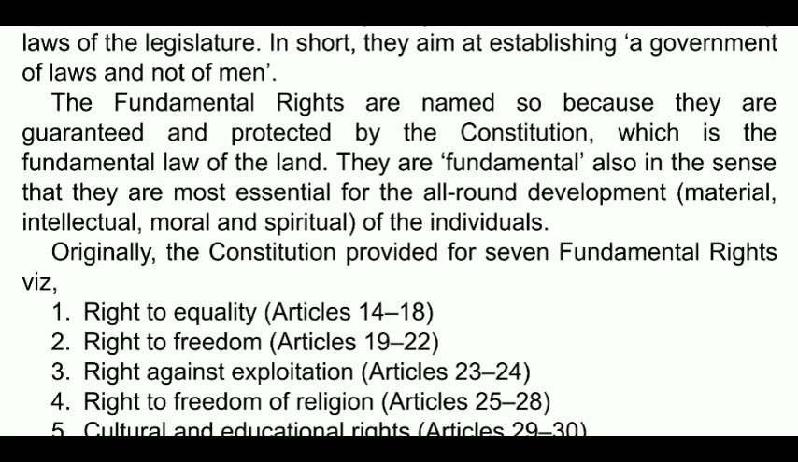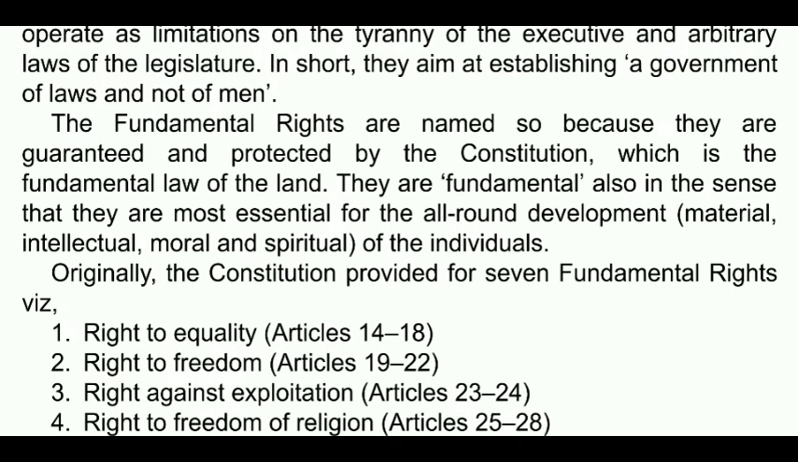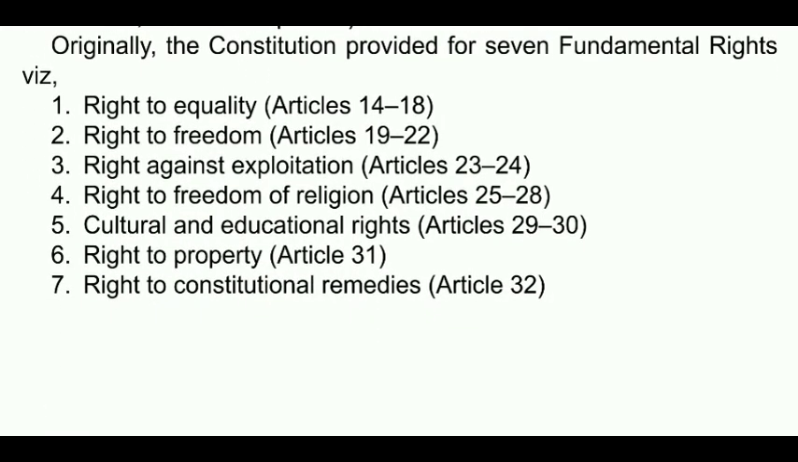Originally, the Constitution provided for seven fundamental rights, viz. Number 1, right to equality, Articles 14 to 18. Number 2, right to freedom, Articles 19 to 22. Number 3, right against exploitation, Articles 23 and 24. Number 4, right to freedom of religion, Articles 25 to 28. Number 5, cultural and educational rights, Articles 29 and 30. Number 6, right to property, Article 31. And number 7, right to constitutional remedies, Article 32.